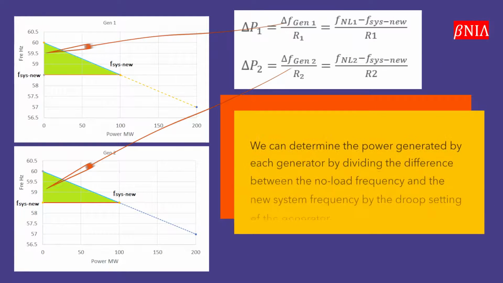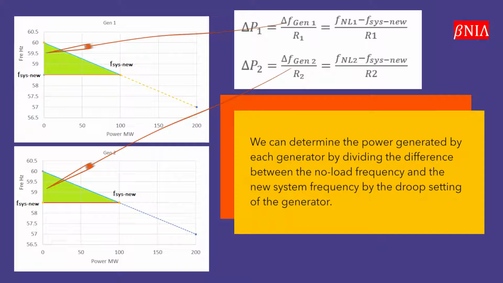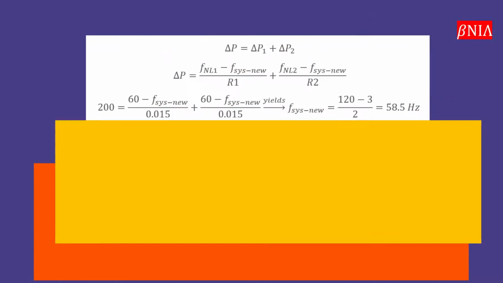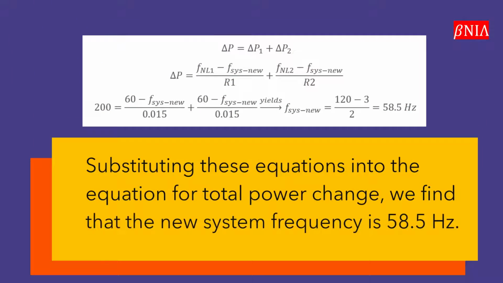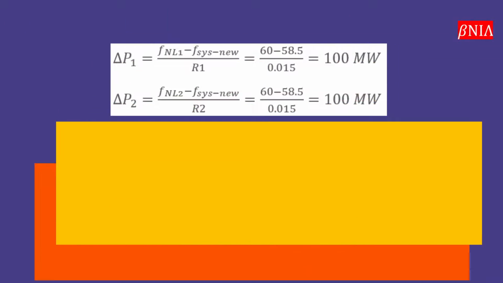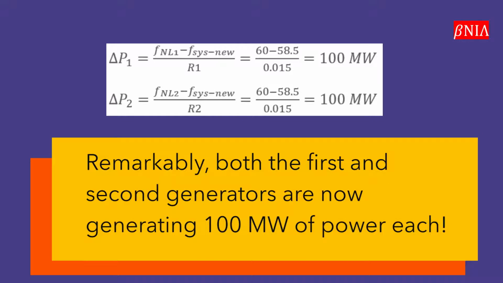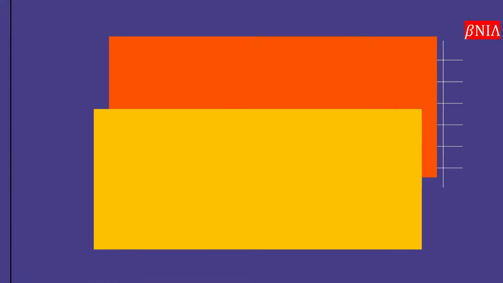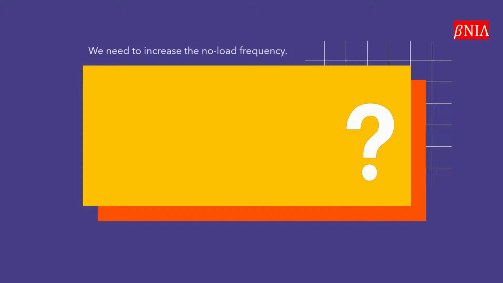We can determine the power generated by each generator by dividing the difference between the no-load frequency and the new system frequency by the droop setting of the generator. Substituting these equations into the equation for total power change, we find that the new system frequency is 58.5 Hz. Remarkably, both the first and second generators are now generating 100 megawatts of power each.